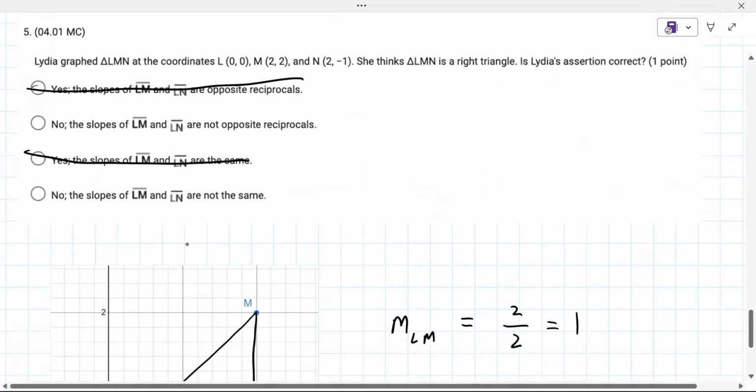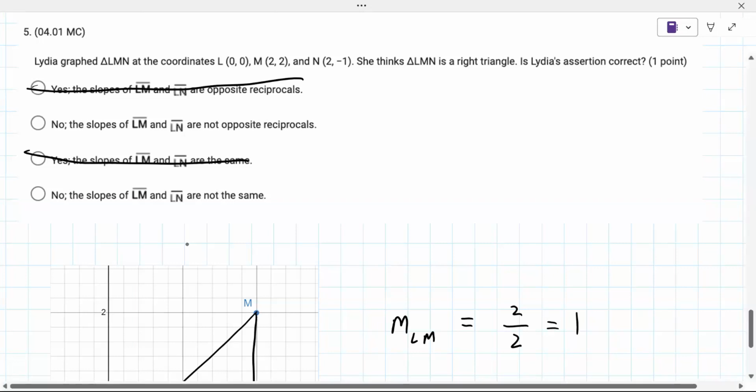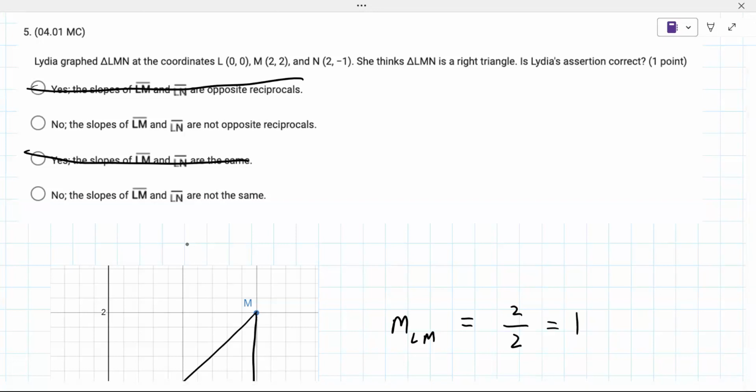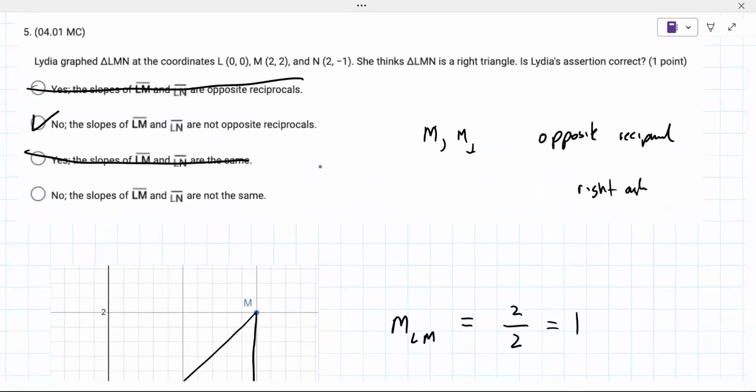What do you think here? What's the difference between B and D in this problem? Well, one of them says LM and LN are not opposite reciprocals. Another one says that they're not the same. So when you have two slopes and they're perpendicular, it's because they are opposite reciprocals. That's what makes them right angles. So if they're not opposite reciprocals, then it wouldn't be a right triangle. Yes, that's correct. And then it's number two. Yeah. Yes.